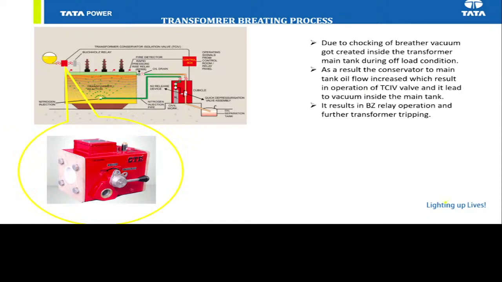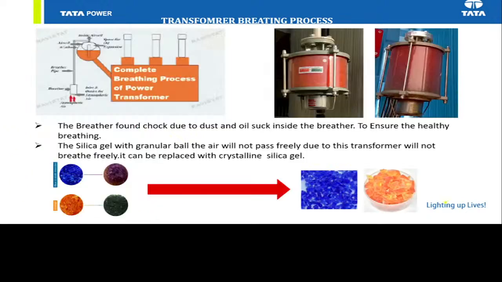But then what is the cause of the gas inside the Buchholz which we have found? For that, we need to understand the principle of NIPS operation. There is a TCIV valve, and everybody knows that the TCIV valve is to isolate the oil from the conservator tank to the main tank. At night, when the air cell got pressurized and then the pressure was released, the oil flow from the conservator to the main tank increased, which led to operation of the TCIV, which further cut off the oil supply from the conservator to the main tank. That created a vacuum inside the transformer, which leads to Buchholz operation.